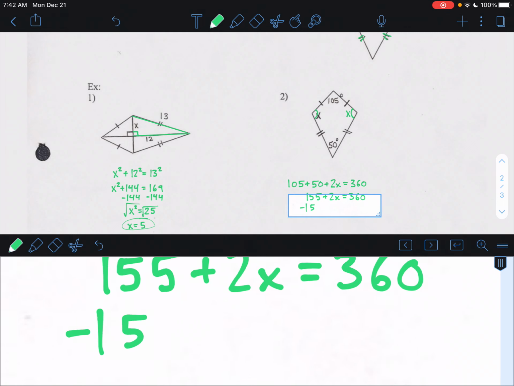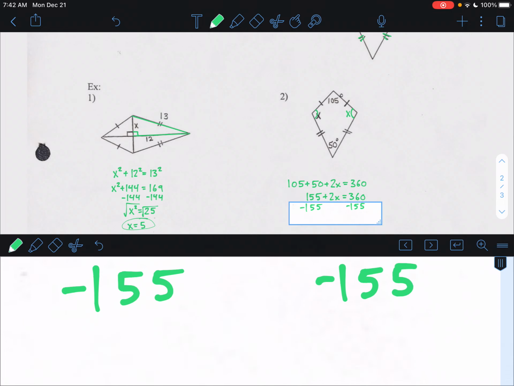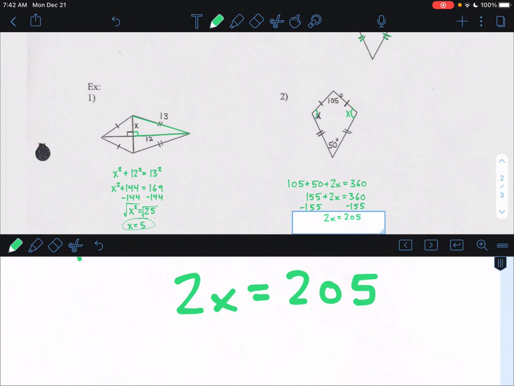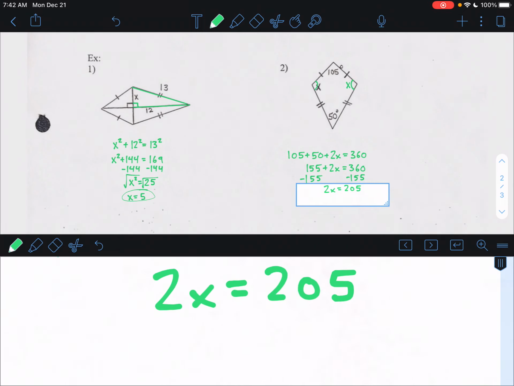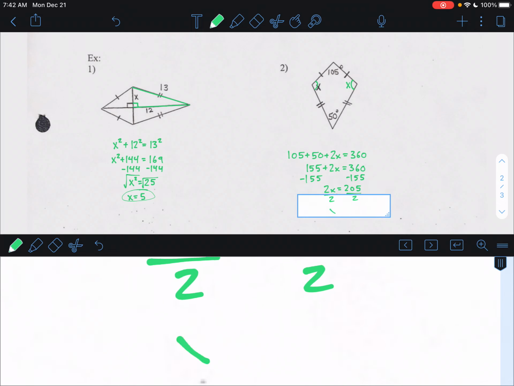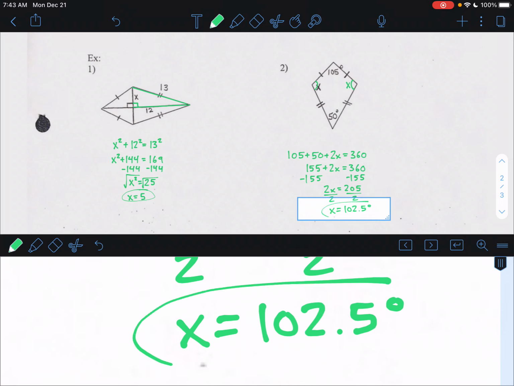Subtract 155 from both sides. That's going to be 2x equals 205. Divide both sides by 2. X equals 102.5 degrees. And that would be my solution for number 2 there.